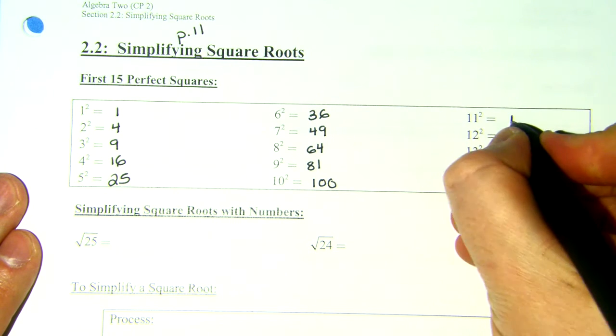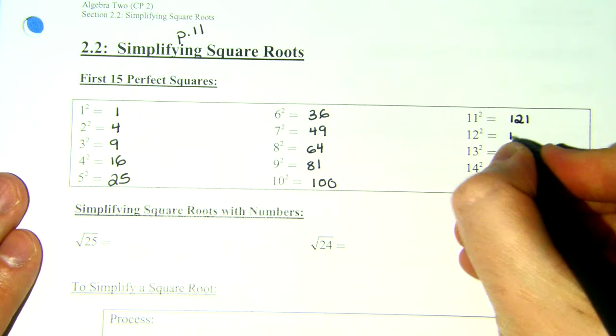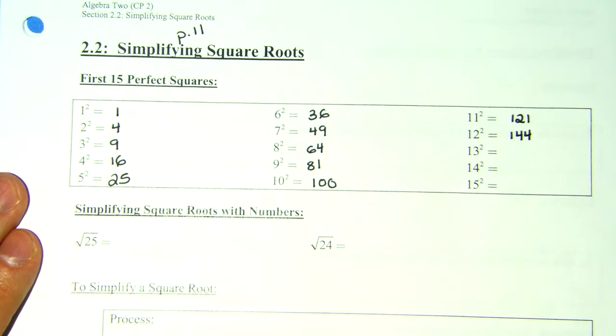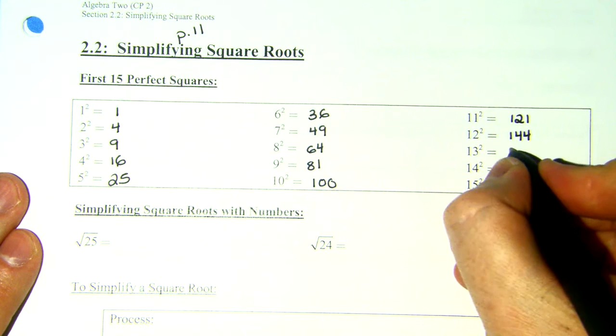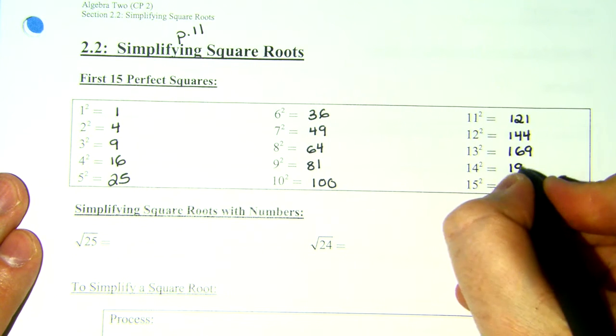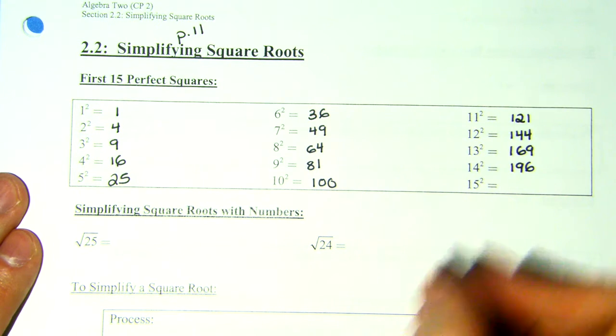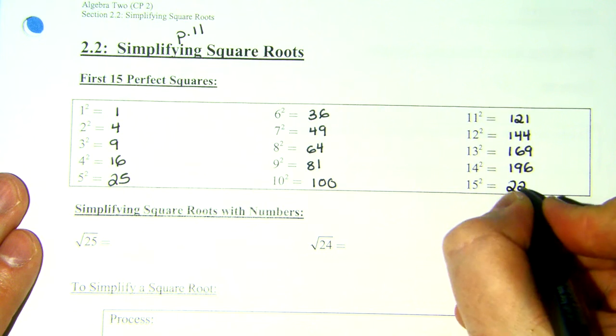11 squared is 121. 12 squared is 144. 13 squared is 169. 14 squared, 196. Basically, if you know one, you kind of know the other. They just switch the digits there. 15 squared, 225.